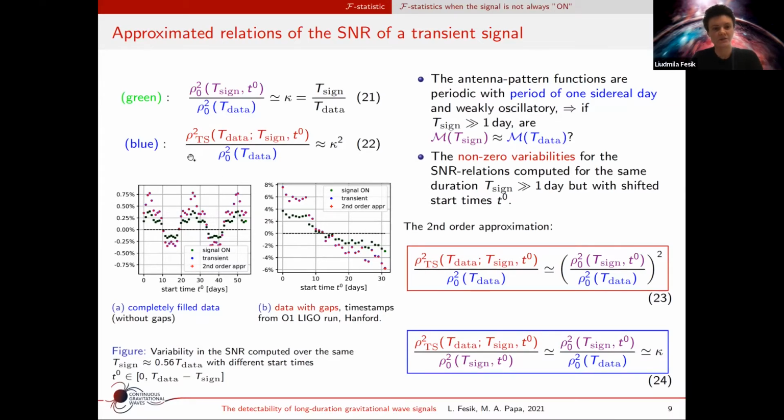consider transient signals. Now let me compare the ratio for a transient signal computed over T data, but with a shorter duration. Here I present the same duration and shifted start times. So as a function, it repeats the form of the previously considered ratio, but this is as squares of the ratio considered when the signal is always on. And when the data has gaps, the variabilities are larger as squares.